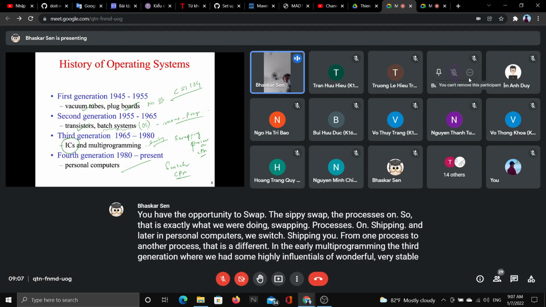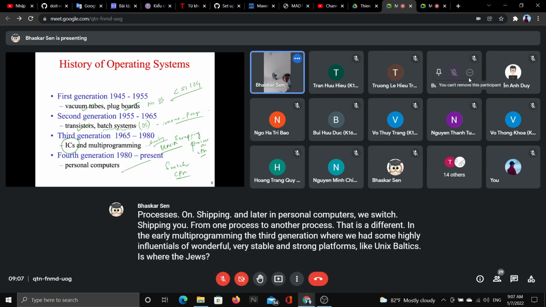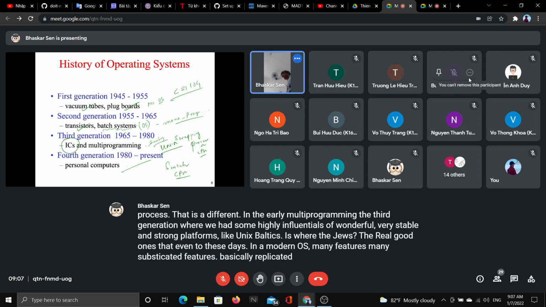like Unix and Multics. These were the two real good ones that even to this day, in a modern OS, many sophisticated features are basically replicated from Unix and Multics.